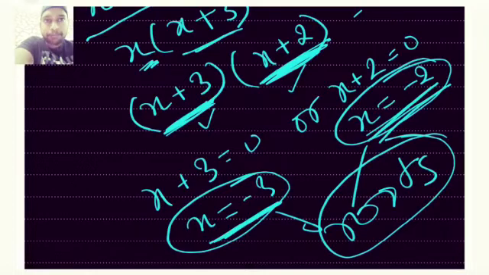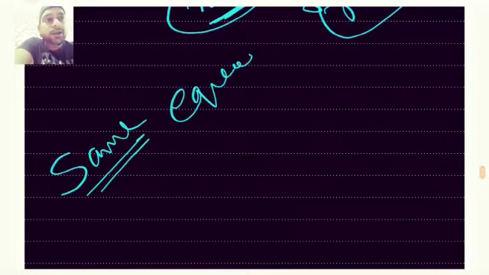Is it clear? Are you getting my point? I hope everyone is understanding this. So what I was saying is that these are called the roots, and the quadratic equation will have two solutions. Now those two solutions can either be same, or they can be equal, right? Equal and same have the same meaning.